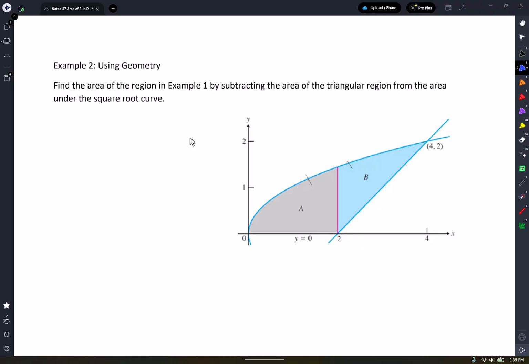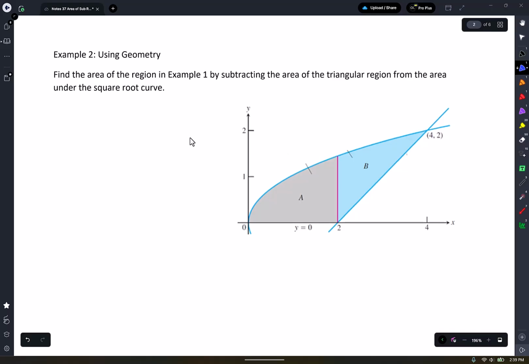Well, I don't think by me making those types of mistakes, you're more like, what is he typing? Why? So, okay, here we go. Look what it says here. This is the same region. It says find the area of the region in example 1 by subtracting the area of the triangular region from the area under the square root curve. Oh, okay. Let me read that again. Find the area of the region, example 1, by subtracting the area of the triangular region from the area under the square root curve.